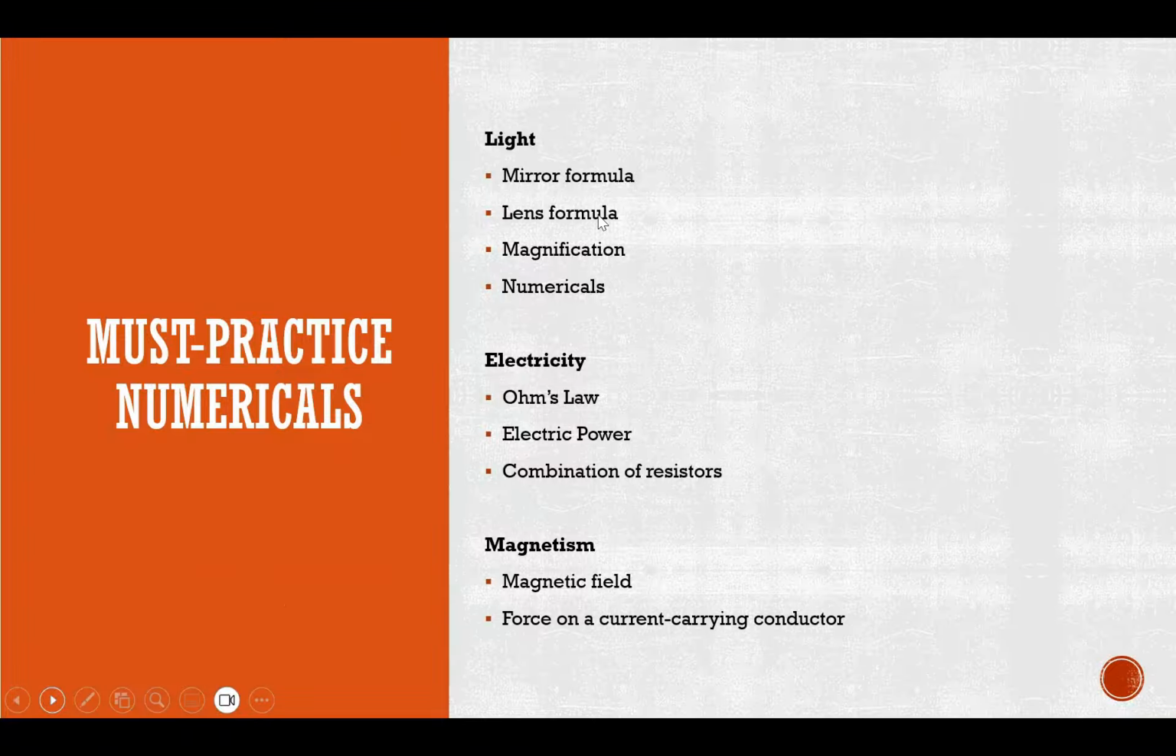Now these are some of the must-practice numericals. Light: mirror formula, lens formula, magnification, and numericals based on them. Electricity: Ohm's law, electric power, and combination of resistors. These are the numericals which are very important. Coming up to magnetism, questions related to magnetic field and force on a current carrying conductor, where you will be asked to give the direction of the magnetic field, or the direction of movement of an object when the current is passed and it is kept in a magnetic field.